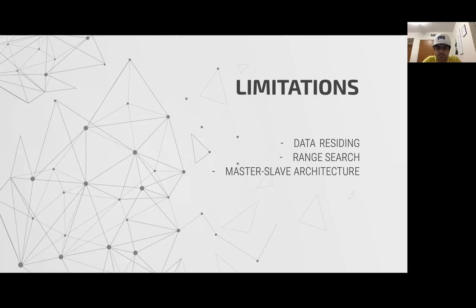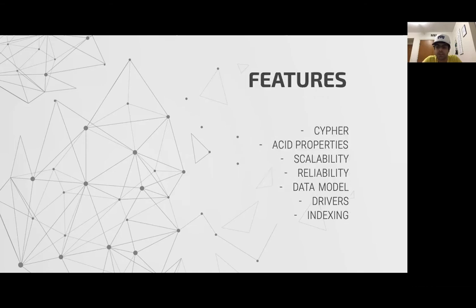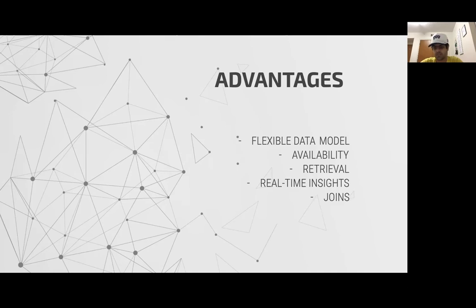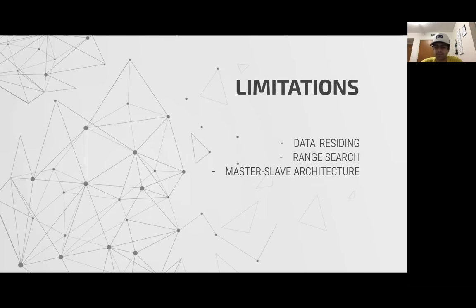That's what it means. So today we talked about features, Cypher as a property, scalability and reliability, data model, and drivers indexing. And advantages: it has a flexible data model, it's readily available, its retrieval of data is incredible, real-time insights, and no joins. And limitations. Obviously, data residing: we cannot use a machine that does not store the data.